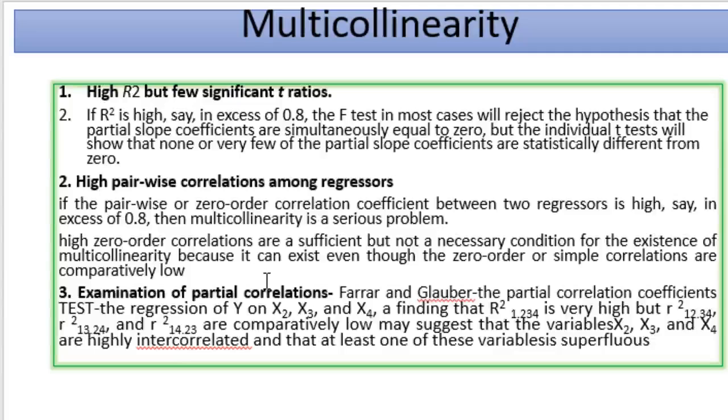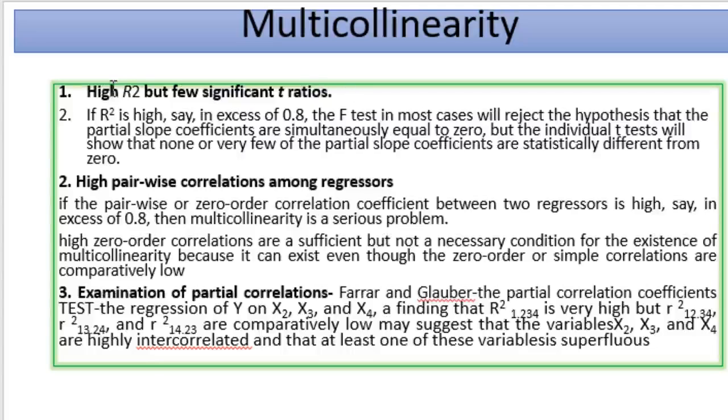Then the third one is the examination of partial correlation. Farrar and Glauber have suggested the partial correlation coefficient test: regress y on x2, x3 and x4, and find out R square 1.234. If it is very high, but R square 2.34, R square 3.24 and R square 4.23 are comparatively low, this may suggest that the variables x2, x3 and x4 are highly intercorrelated, and that at least one of these variables is superfluous or collinear.